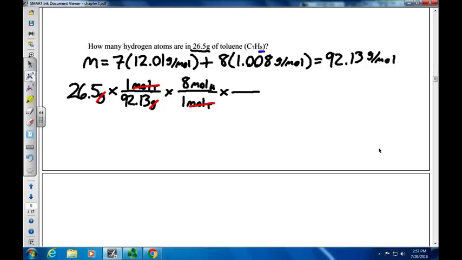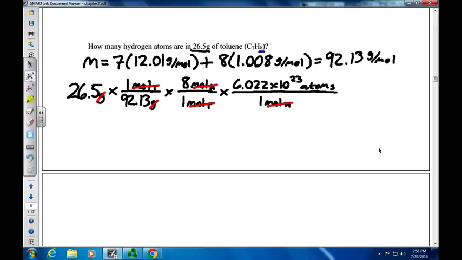Then we can use Avogadro's number. 6.022 times 10 to the 23rd atoms for every 1 mole, in this case, of hydrogen. And you'll note that moles of hydrogen and moles of hydrogen have now knocked each other out. So we're only left with atoms. And that's exactly what we want to have.